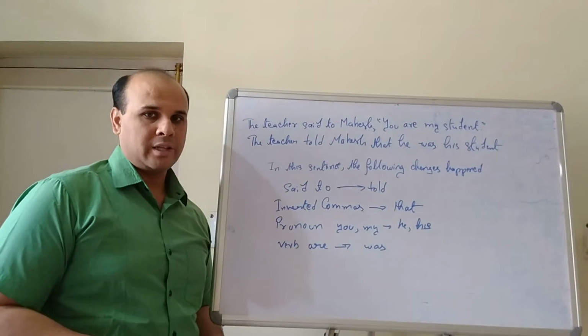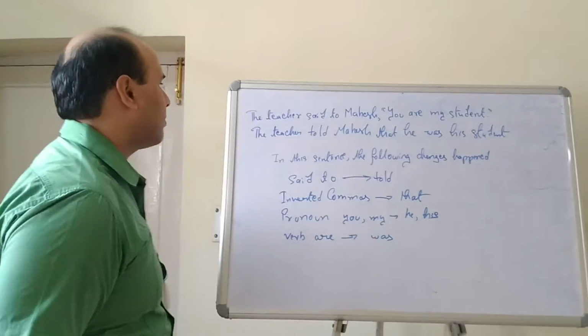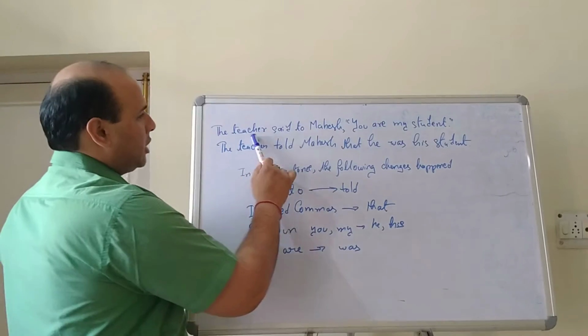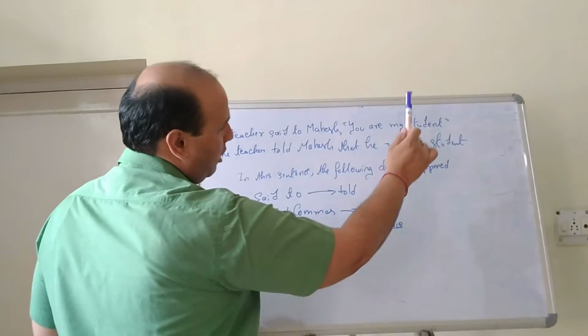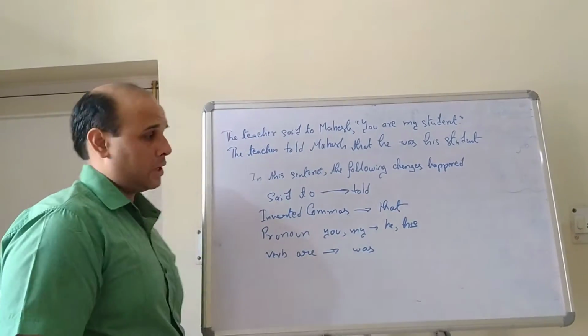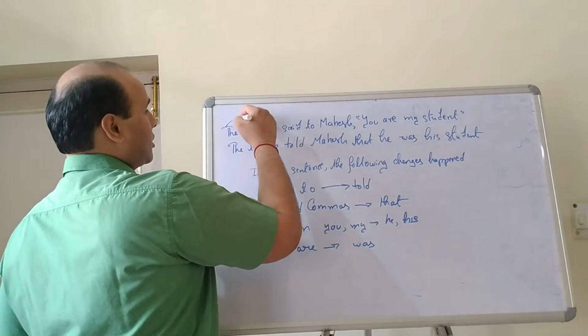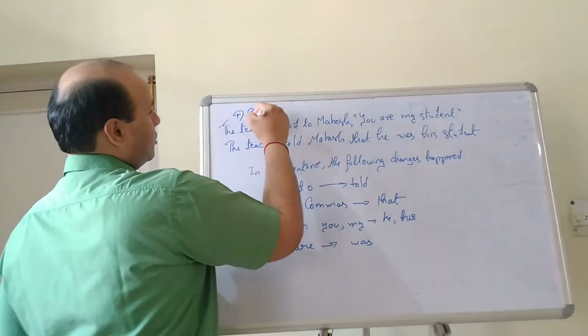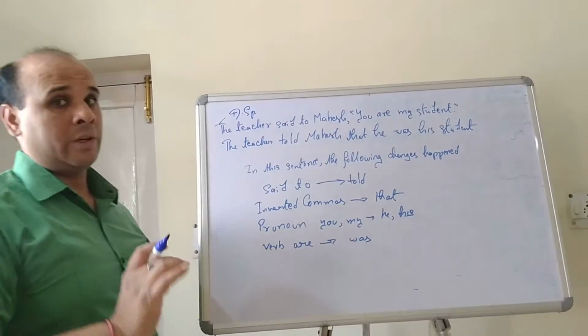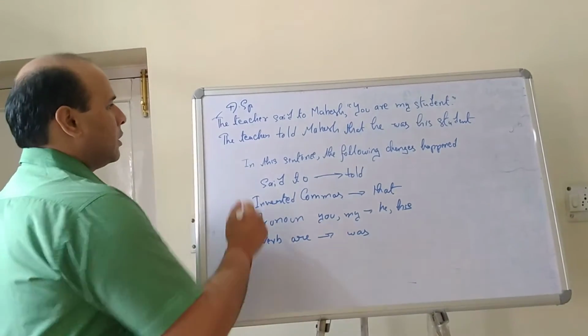Here we have another example. Now what's happening? The teacher said to Mahesh, "You are my student." Now this sentence is written in direct speech. We have to make the sentence into indirect. So, fair enough. The teacher said.